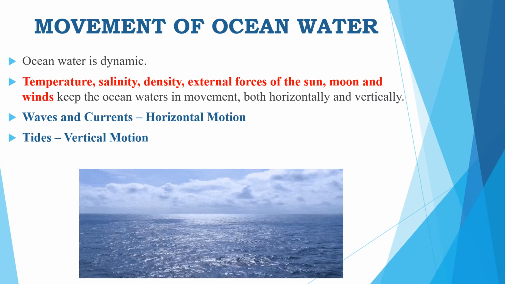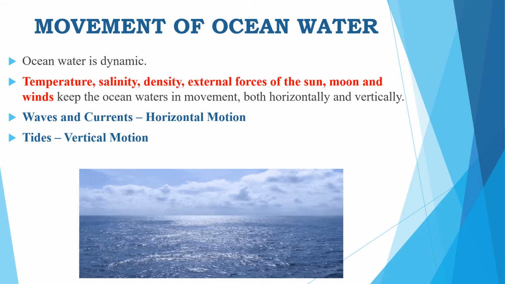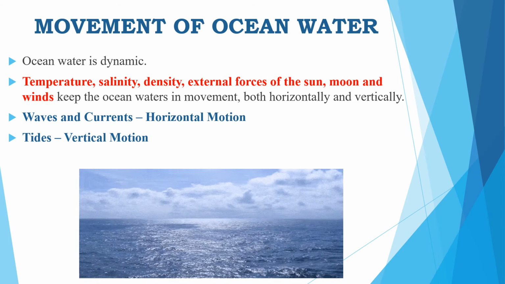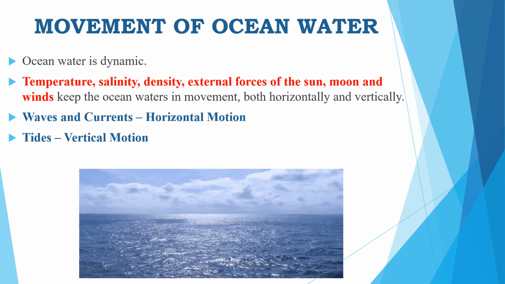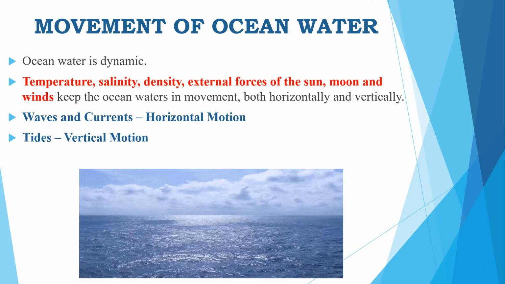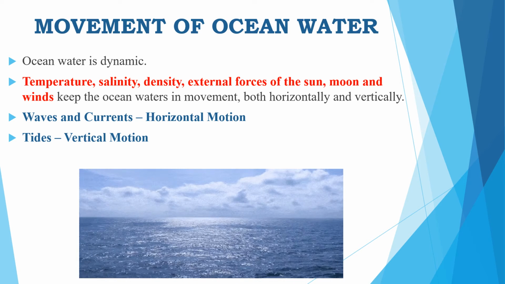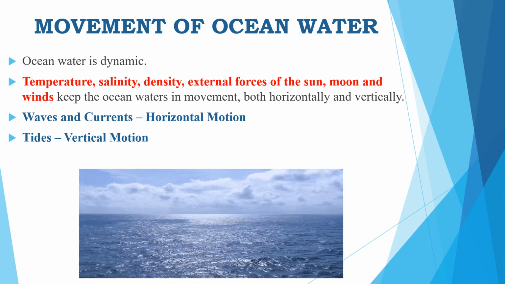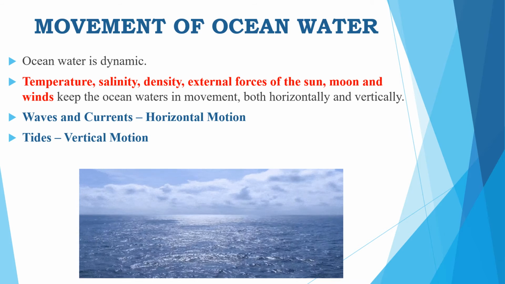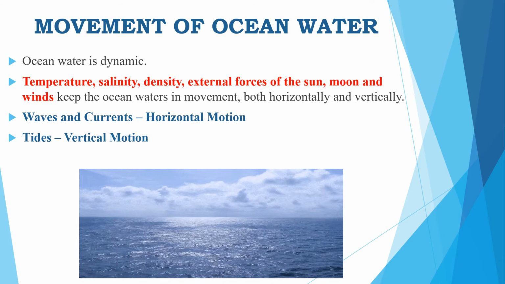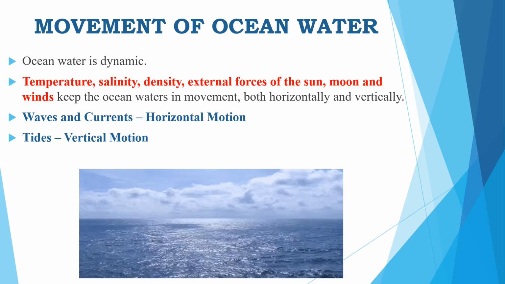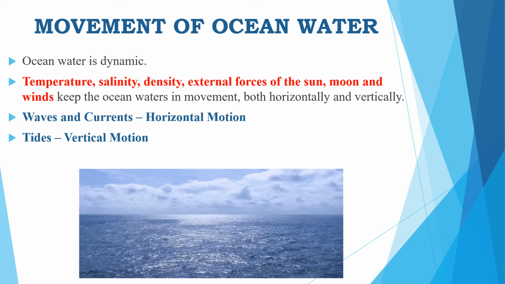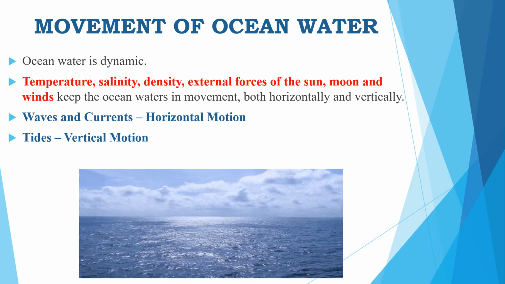The movement of ocean water. The ocean water is dynamic. Temperature, salinity, density, and external forces of the sun, moon, and the winds keep the ocean waters in movement both horizontally and vertically. Waves and currents are in horizontal motion while tides are in vertical motion.